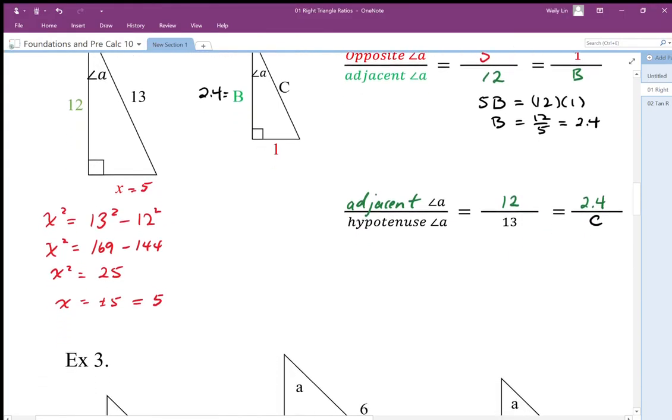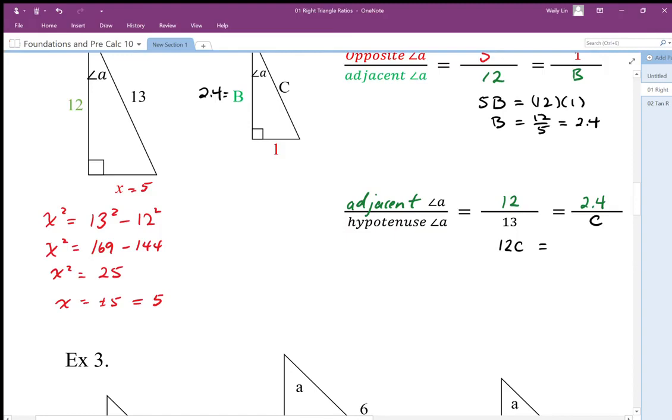So at this point I have just one variable to solve for. I can see that this is going to be divide by 5 here. It's hard to see, but that's going to be divide by 5. So I can divide by 5 to solve for that. I could also cross multiply and solve it algebraically. So I'm going to do that. So 12c is equal to 13 times 2.4.